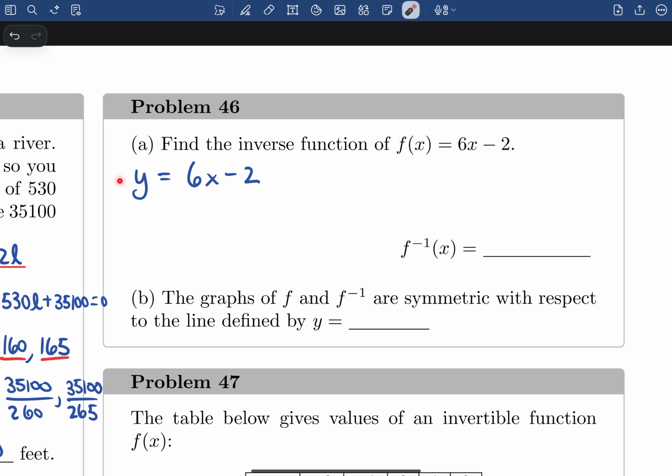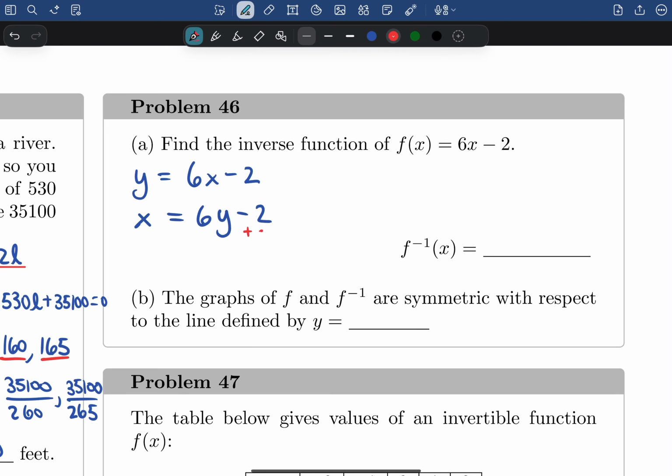Now that we've completed step 1, we're going to move on to step 2, which is to swap your x's and your y's. Like this, y literally becomes x, and this x literally becomes y. We've swapped them. Now that we have swapped the x and the y values, we're going to solve for y. That's step 3, solve for y. To do that, I'll add 2 from right to left, and then I'll divide by 6. So I'll get x plus 2 divided by 6 equals y.